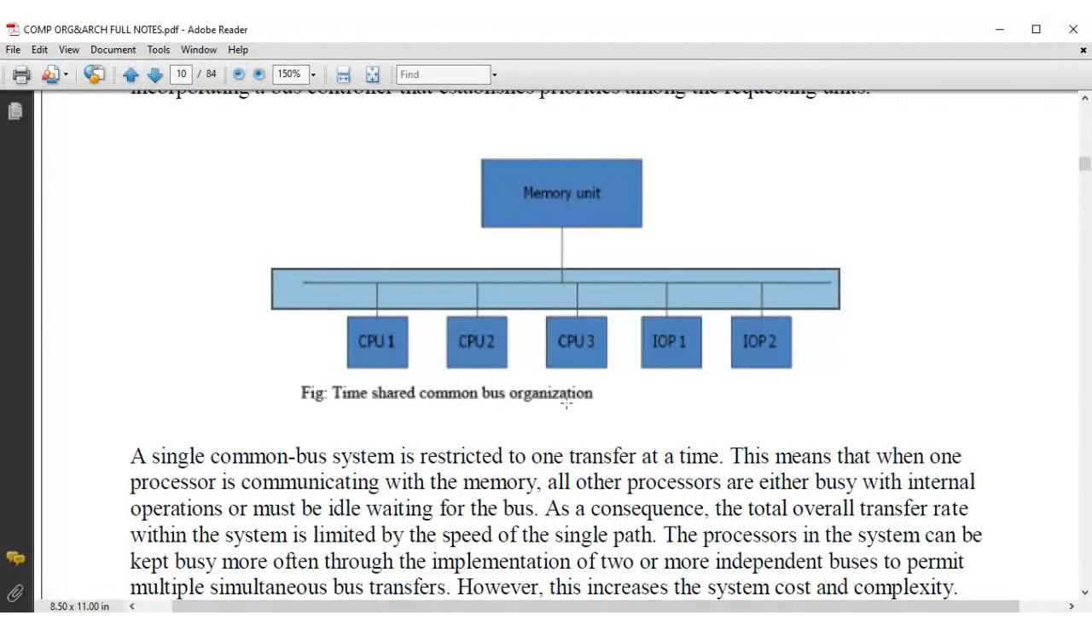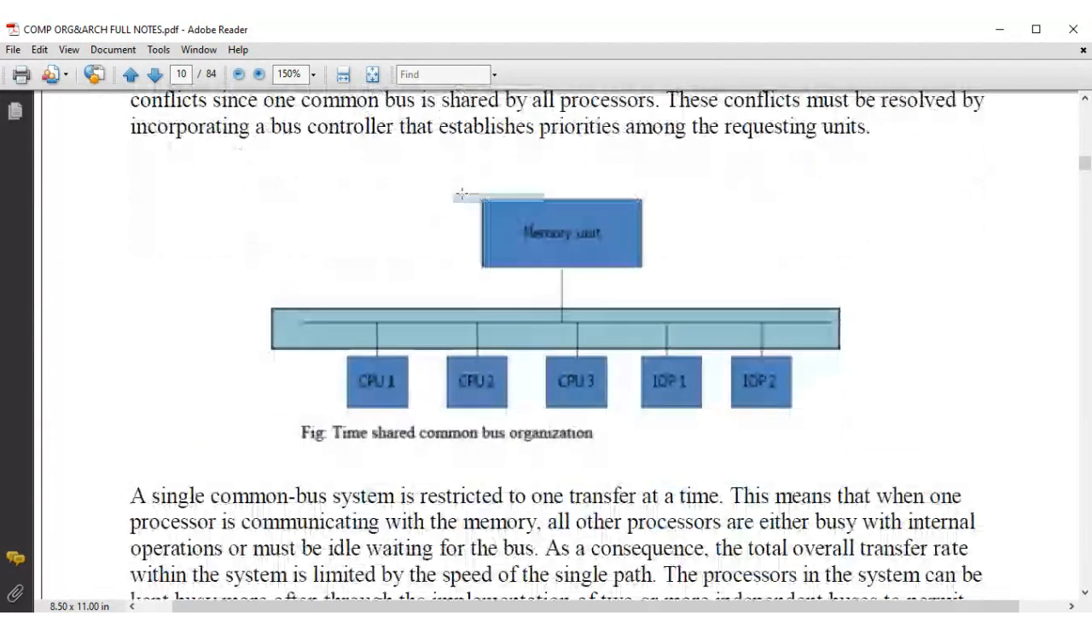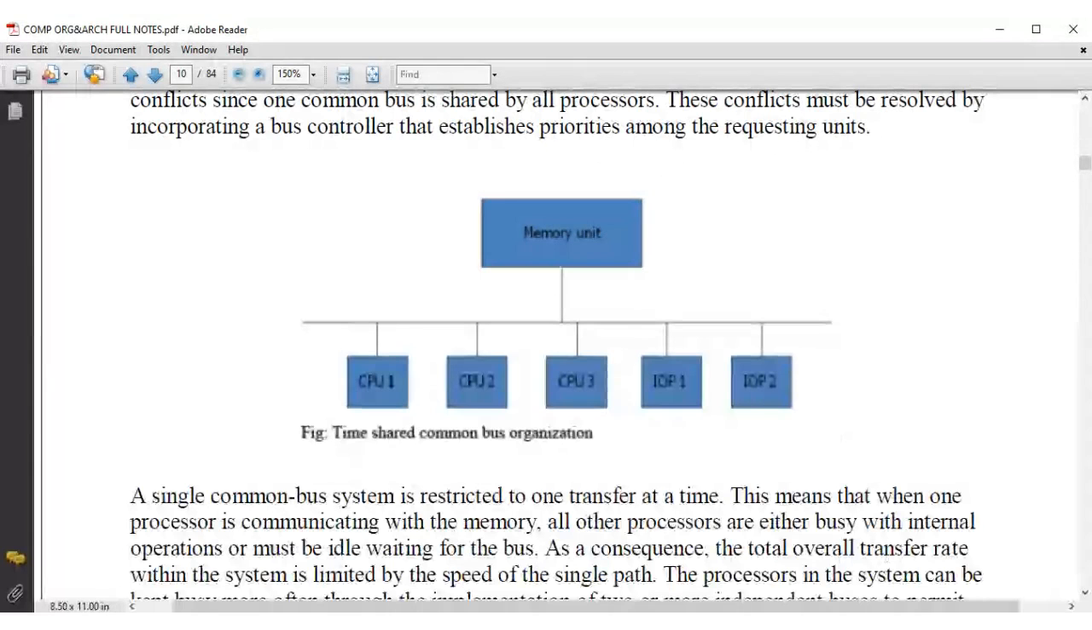Another disadvantage of this system is that with different memories, we cannot use a memory that has small capacity. You can't use a 2 GB RAM for a time shared common bus, because how is it able to serve all those processors? So you need a bigger memory with bigger capacity.